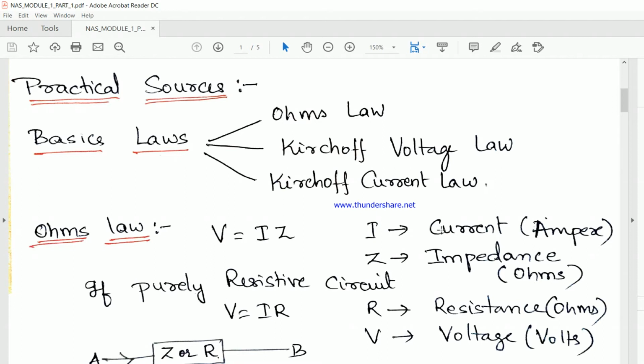So what exactly is Ohm's law? Ohm's law is nothing but V equals I into Z, right? Z comes in an AC network, which is an impedance. Now, if your network is a purely resistive circuit, then we normally write it as V equals I into R. Purely resistive means the phase angle or phase shift would be equal to 0.